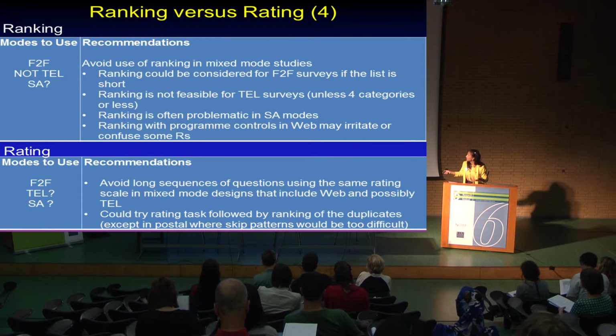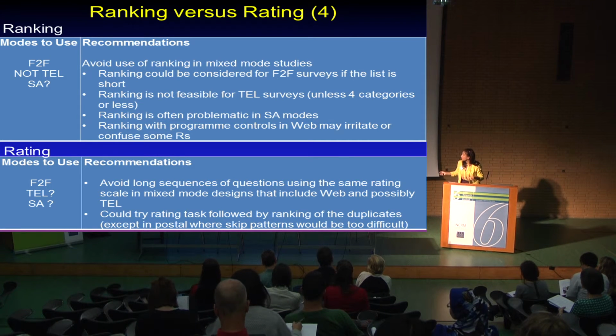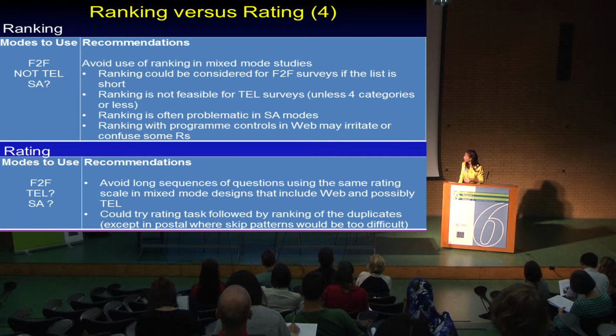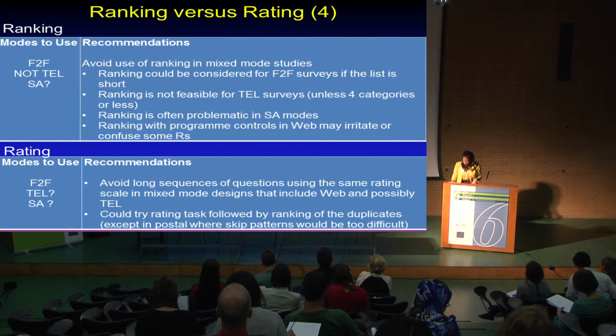If we're looking at rating, ideally we avoid long sequences of questions that might make this prone, particularly if we're planning to have web survey respondents, because we know of the non-differentiation in web and then possibly telephone. And you could try to be clever and do a ranking task, do a rating task, but then do a ranking of duplicates from the rating.